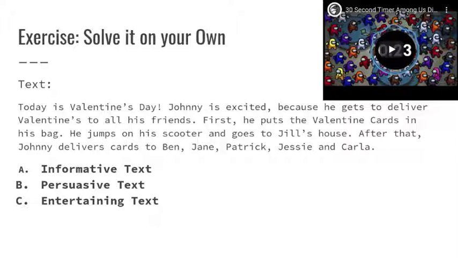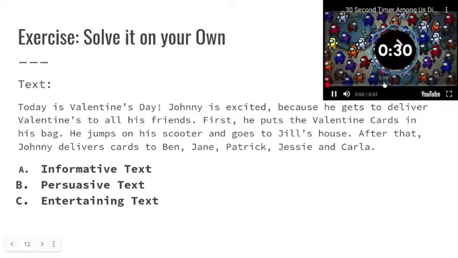He jumps on his scooter and goes to Jill's house. After that, Johnny delivers cards to Ben, Jane, Patrick, Jesse, and Clara. So is the text informative text, persuasive text, or entertaining text? Please pause the video and solve it on your own.